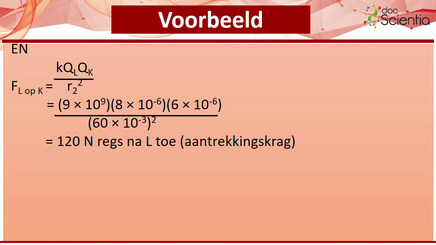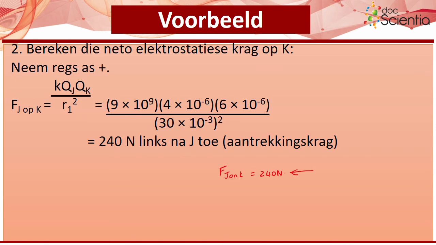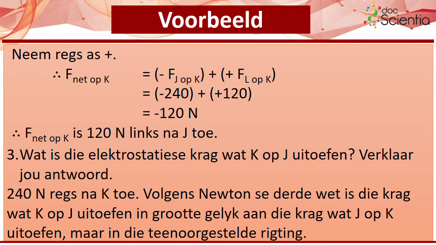Ek moet ook vinnig dit ook sê. Just be wary when you are substituting the distances between the two. Kyk net mooi hulle afstande verskil. Okay. En dan gaan ons sê ons neem regs as positief. So F net van K is minus plus, wat beteken dis negatief 120 Newton. And then you just have to remember which one you picked as positive. So ons het na regs gekies as positief. So as ons 'n negatiewe antwoord kry, beteken dit die rigting van ons netto krag is na links.